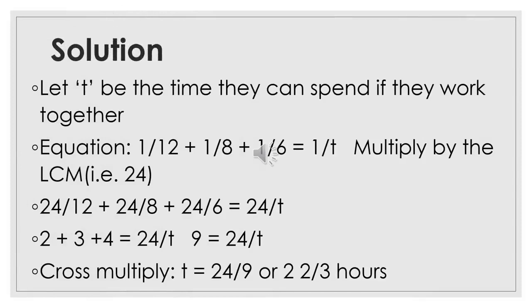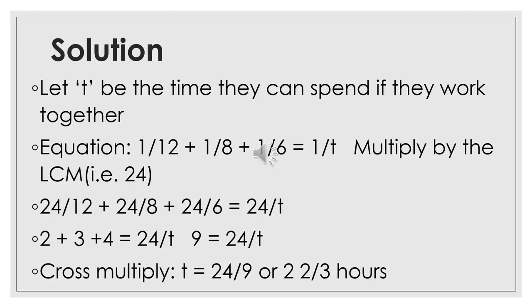The solution to this problem is very similar to the one that we had when we solved work problems involving 2 persons or 2 machines, only that we will be adding a term in our equation. So first, we need to let a variable for the unknown. In this case, we are looking for the time if they work together. We will let t be the time that they can spend if these 3 persons work together.